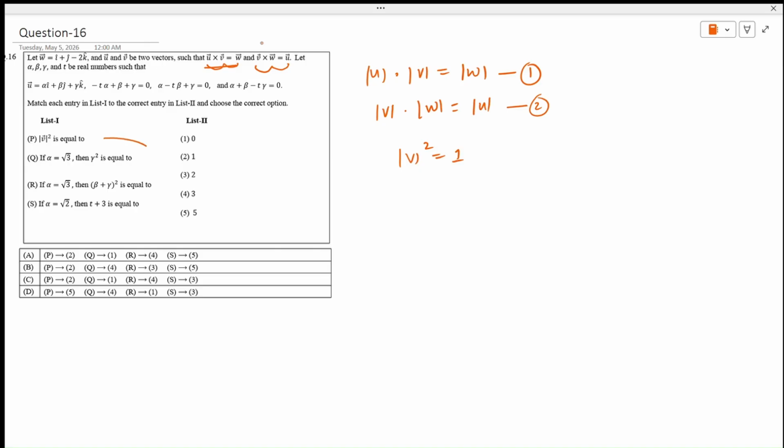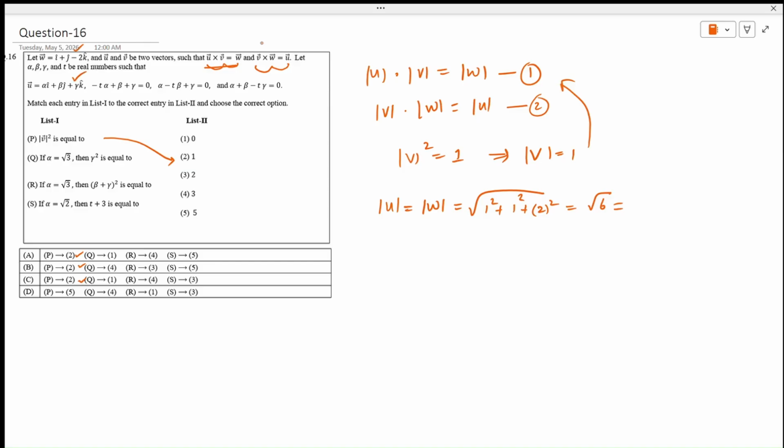So P is connected to 2. So A, B, and C are correct from this. And if mod V square equal to 1, then mod V is equal to 1. We substitute that in equation 1. We'll get mod U is equal to mod W, which is equal to, since W is equal to this 1, 1 and minus 2, we'll get 1 square plus 1 square plus 2 square, which is root 6, and that is equal to mod U.